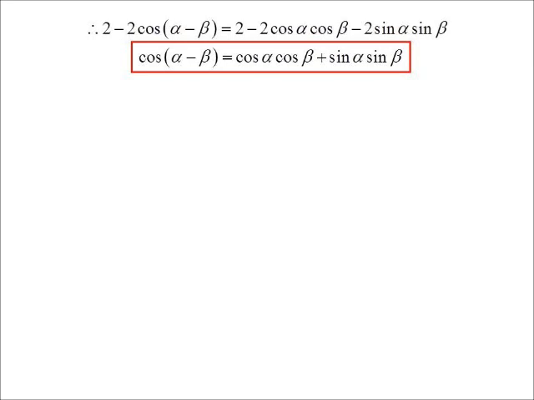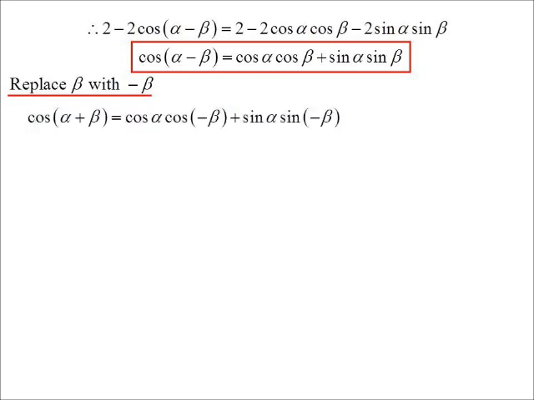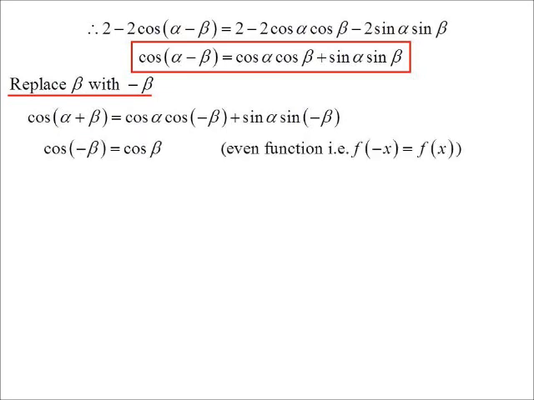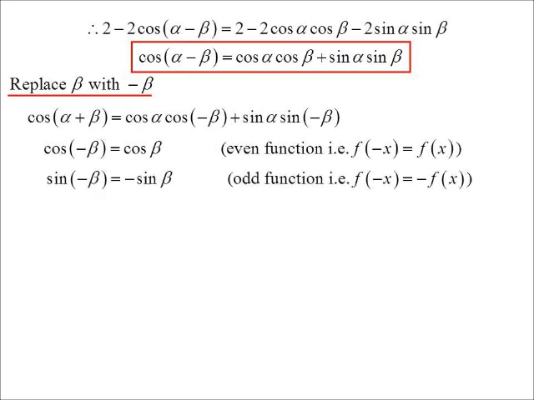What I'm now going to do is replace beta with negative beta. And if I do that, cos(alpha minus beta) becomes cos(alpha plus beta). And I have cos alpha cos negative beta, sine alpha sine negative beta. But now I'm going to play around with odd and even functions. Because you'll remember cosine is an even function. So therefore cosine of negative beta is the same as cosine of beta. Sine is an odd function.